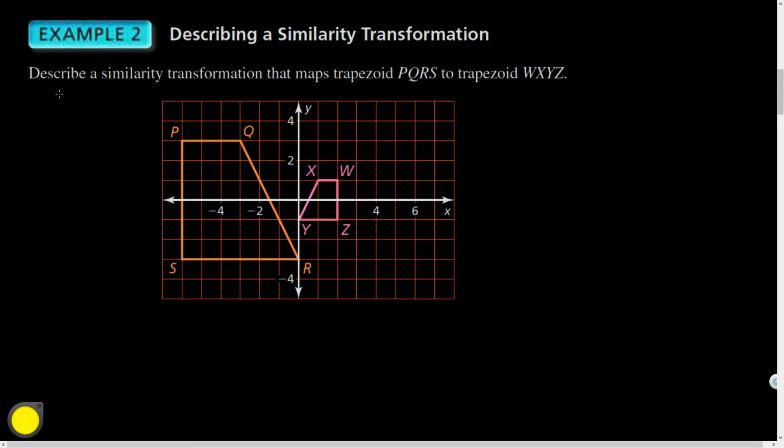All right, here we go. So I've got two figures. I want to go from PQRS, the large one, to the orange one. So I want to describe a similarity transformation. It's probably going to be multiple. It'll be a composition of them. But how could I get orange to purple in my case?